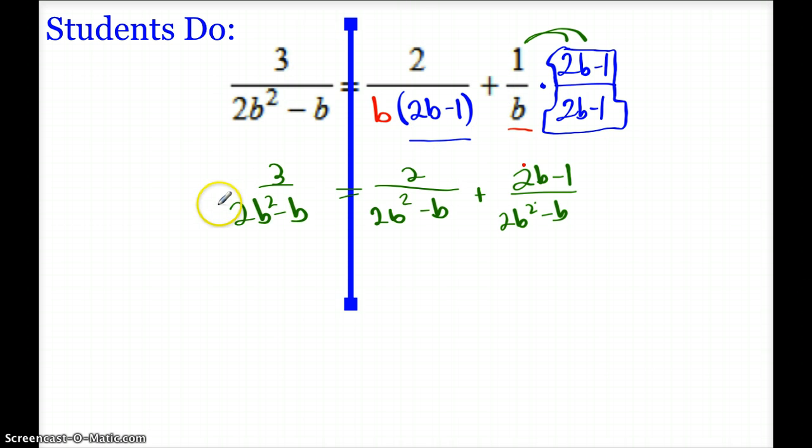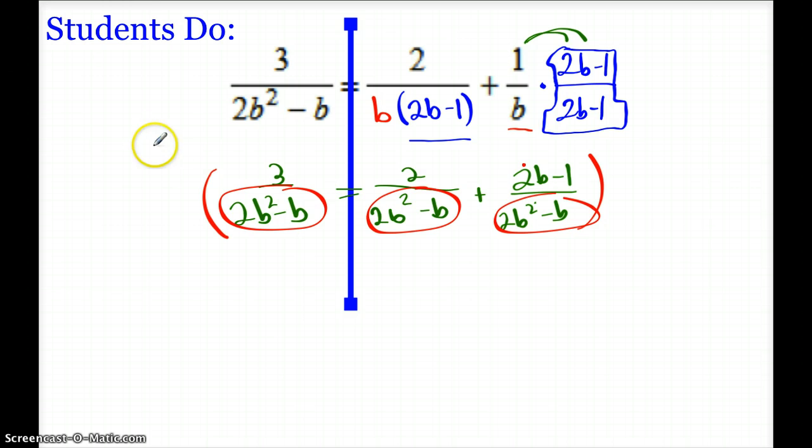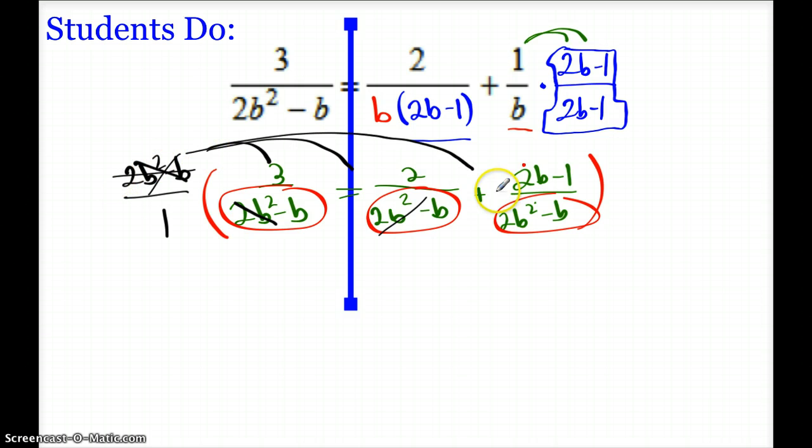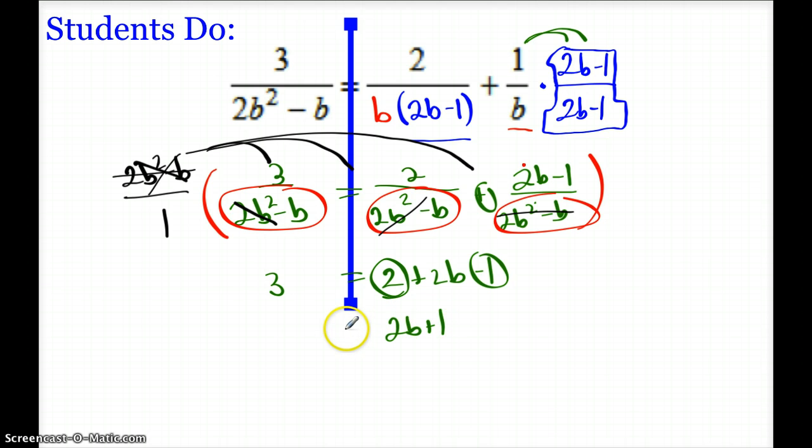Now, all my denominators are exactly the same. What that means is I'm now only concerned with my numerator. I can get rid of every single denominator by multiplying by this common denominator over 1. I multiply here, these two will cancel. I'm going to multiply it again, this one times the 2, this one will cancel, and times the last one, this one will cancel and cancel. I should only be left with 3 equals 2 plus 2b minus 1. I'll combine my like terms, 2 minus 1, and I'll have 2b plus 1 equals 3.